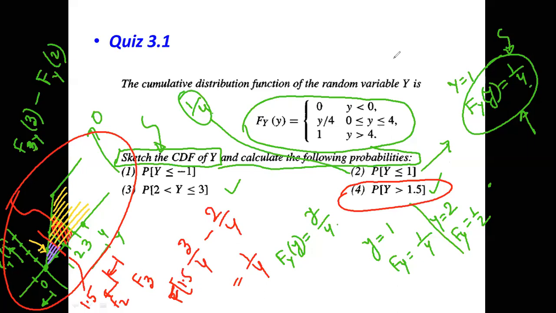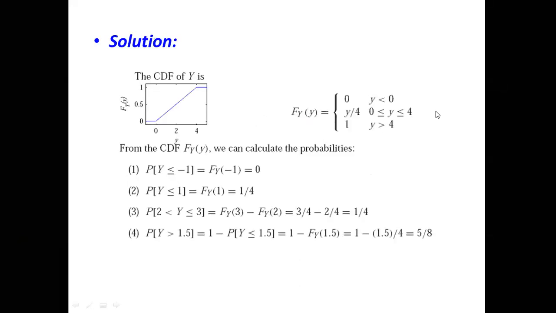Let's see whether our idea is similar to the author's idea. The first one is 0. The second one is 1 by 4, which we have already seen. The third one is the CDF at 3 minus the CDF at 2. And for the last one, our idea is similar to the author's idea: 1 minus the CDF at 1.5. The CDF at 1.5 is 1.5 divided by 4, and that gives 5 by 8. Is it clear?